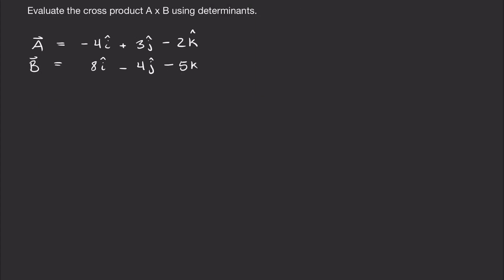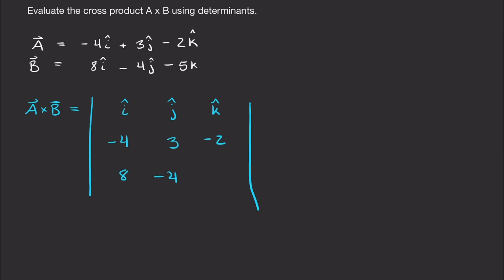In the last problem, we're going to evaluate the cross product A cross B using determinants. So we want to find A cross B, and I'm going to write this pretty big so I can erase pretty easily. So the components of my first vector, the x component is -4, +3, and then -2. And then my second vector will be 8, -4, and -5.